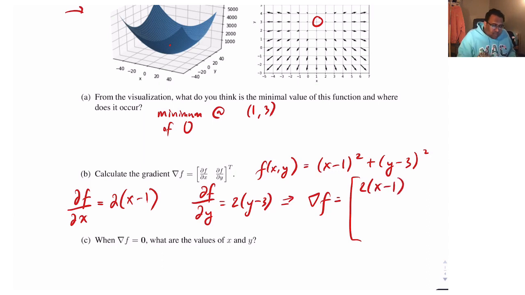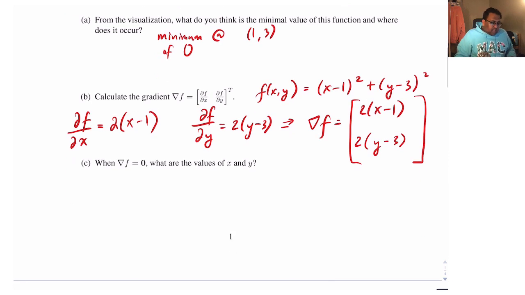That's the first element of the gradient vector, and the second element is 2 times y minus 3. Okay, in part C, we're told to figure out when the gradient is equal to 0, what are the values of x and y. One important thing to note is that the 0 that's here is not the scalar 0. Rather, you can see that it's boldface, meaning that we're talking about the 0 vector, i.e. a vector of all zeros.